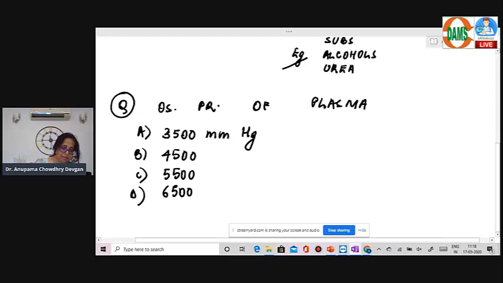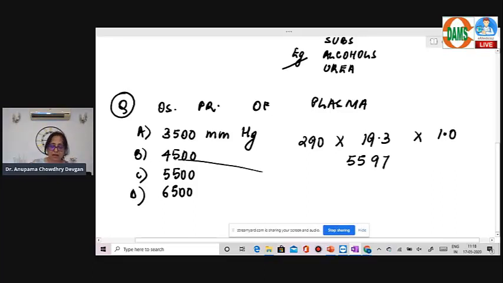The osmotic pressure of plasma will be the number of milliosmoles of solute in plasma, which we've already discussed. That is the plasma osmolality, that is 290. 290 into 19.3 into the osmotic coefficient of plasma, which is taken as 1. So this gives me almost 5,500. If you solve this, it is 5,597. So my best answer is 5,500 millimeters of mercury.